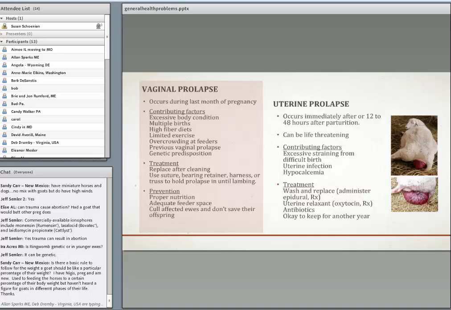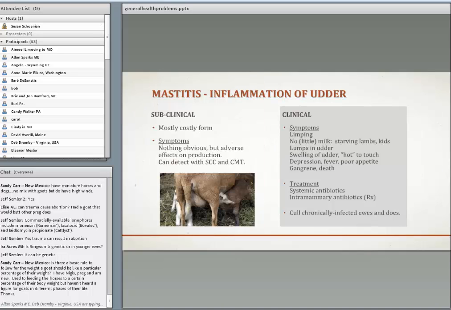It's similar in the sense that you basically have to clean it and put it back in. It's very painful, so there ought to be medication, an epidural. It ideally ought to be done under medication. Very often they'll give oxytocin to help relax her, because she's going to keep wanting to push. Then antibiotics. If everything's done properly, there's not a genetic component to uterine prolapses, and you can breed her back. And I have done that before.